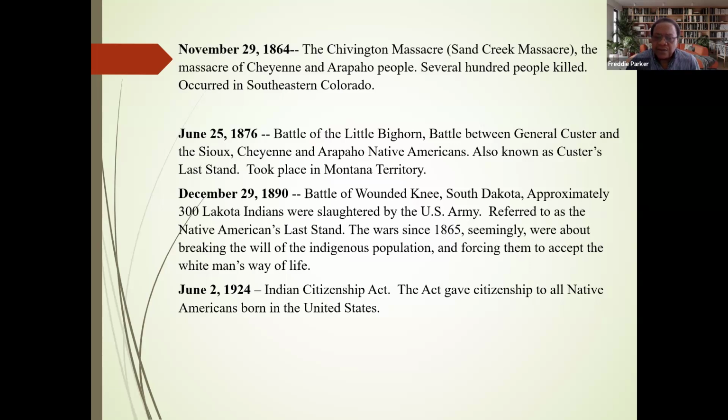And it was not until June 2nd, 1924, that all Native Americans were made citizens of the United States, if they were born, of course, in the United States, under the Indian Citizenship Act. And one of the reasons why there was the big push to get this done was because, according to Calvin Coolidge, Native Americans had played such an instrumental role in fighting for America's independence, so to speak, in World War I.